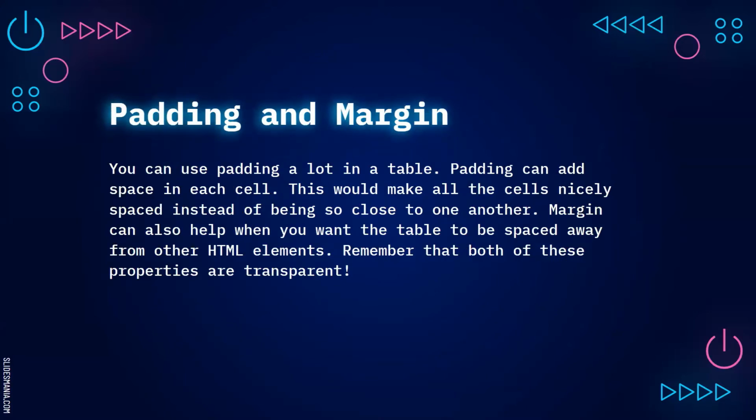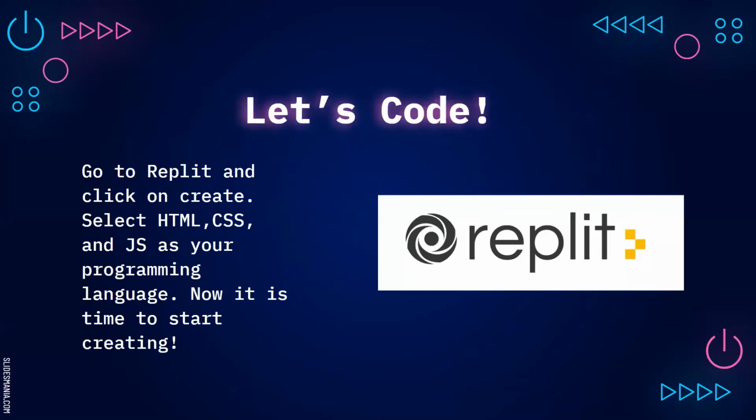Padding helps a lot in your table because it can add space in each cell, which will make it nicely spaced and it won't be smushed together with all the words very close to each other. Margin can also help when you want the table to be spaced away from other HTML elements. Remember that both of these properties are transparent. Again, we've gone over that in the last two videos. So that's padding and margin. Now it's time to code.